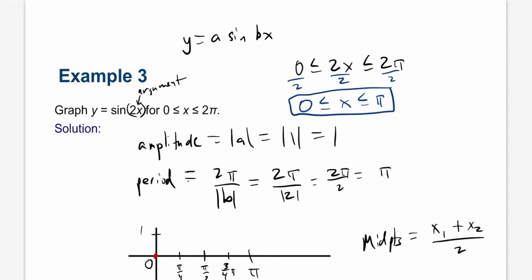So that's why we find 3 midpoints, so that we have a total of 5 angles. So you got your 1, 2, 3, 4, 5 angles. And now since sine starts at 0, then you go up to 1, 0, -1, back to 0. That's your 1 complete period of sine.